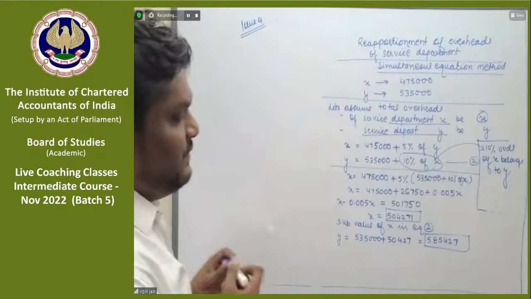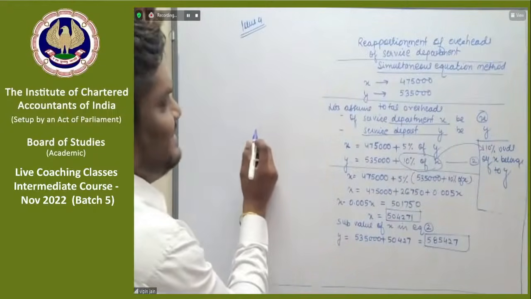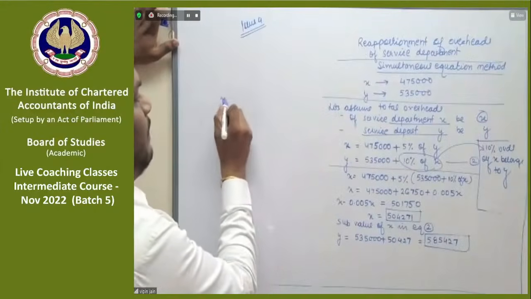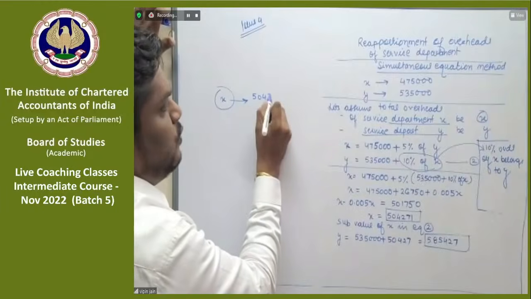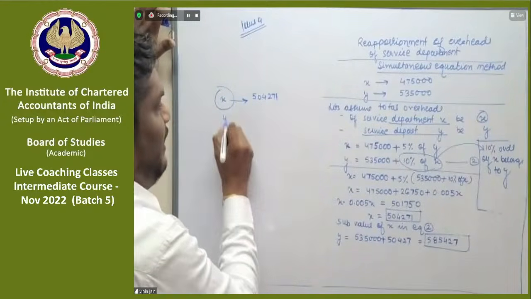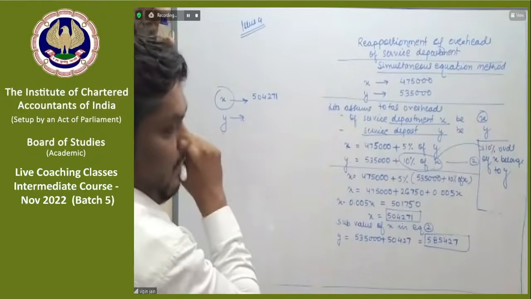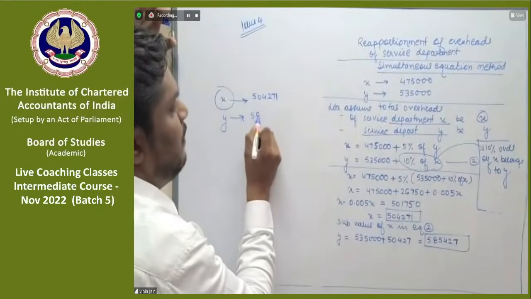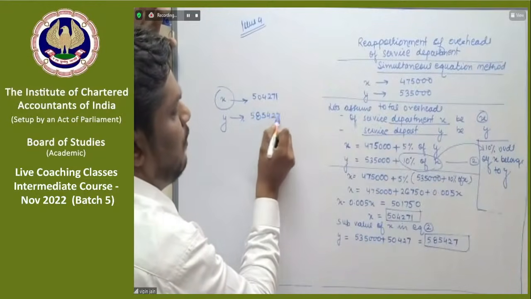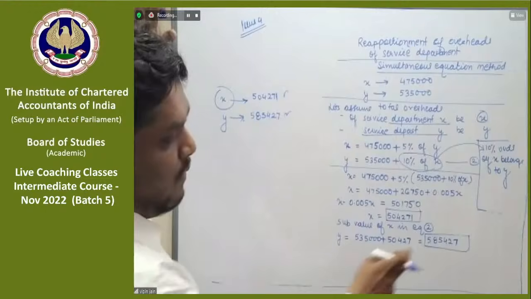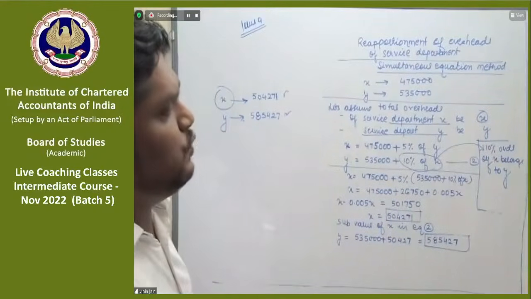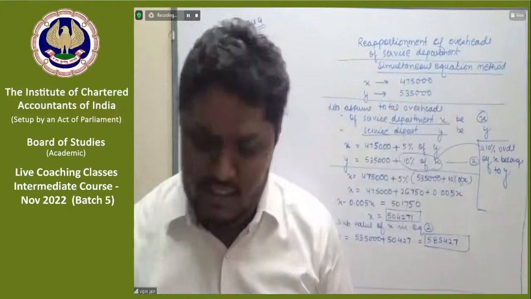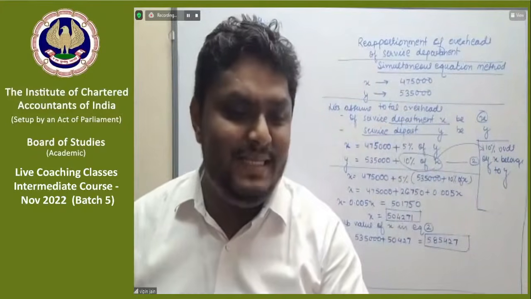So now, guys, we are out with the total overheads of X and Y. X is 504271 and Y is 585427. Now let's distribute these two amounts. Those who want to copy this part can please copy or take the screenshot, guys.